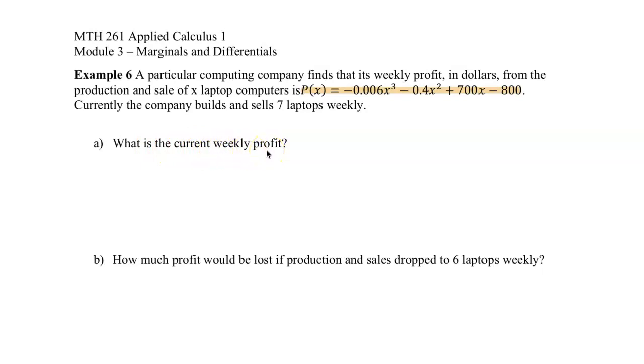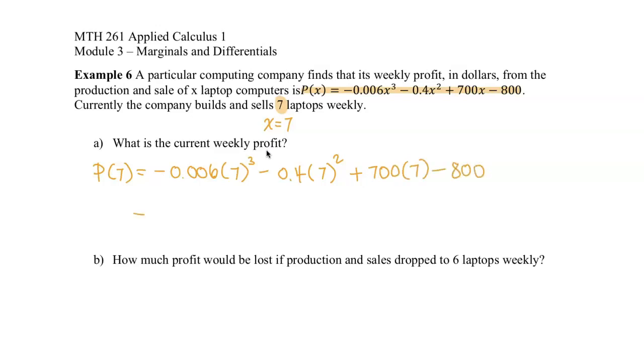If we want to know that, then we will simply plug this 7 into the function. So x equals 7, and let us find P of 7. So do that decimal times 7 cubed minus 0.4 times 7 squared plus 700 times 7 minus 800. Let's see how much they're making.